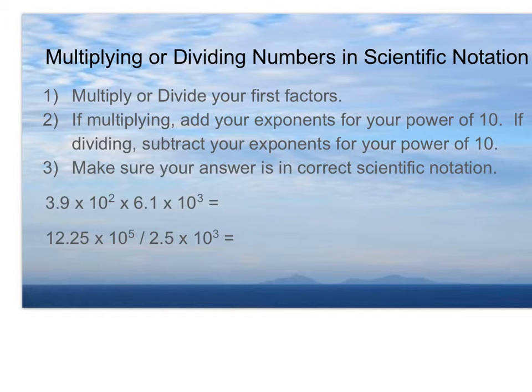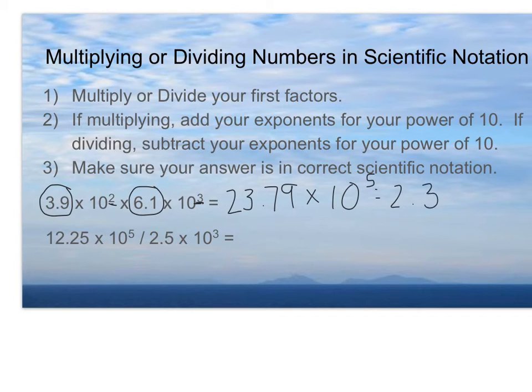So my first example is a multiplication problem, and I'm going to take this factor times this factor. 3 and 9/10 times 6 and 1/10 is 23 and 79/100 times 10 to the, and I'm going to add these two, 5th power. But that's not in proper scientific notation. I don't have a single number before my decimal. So when I rewrite it, I'll have 2 and 379 thousandths times 10 to the 6th power.